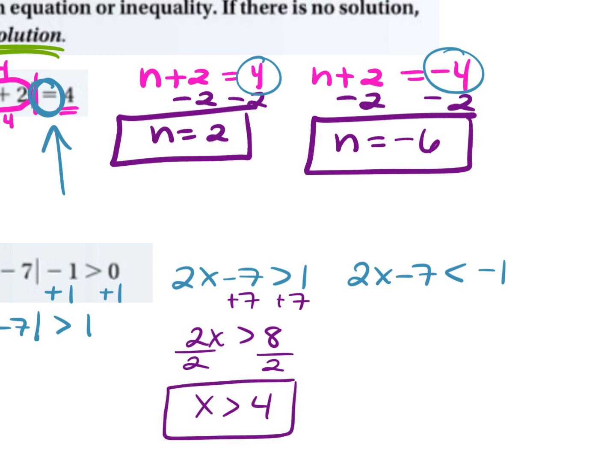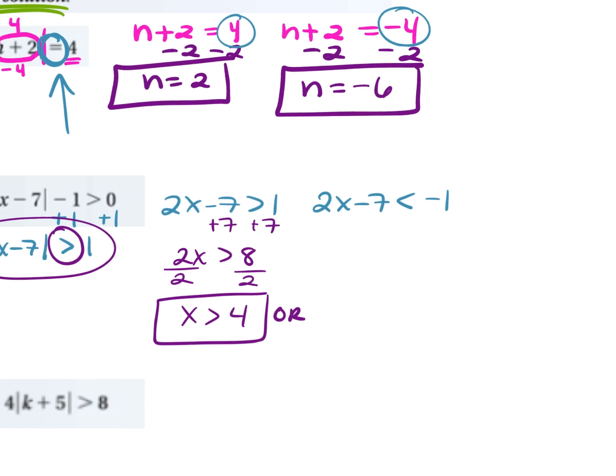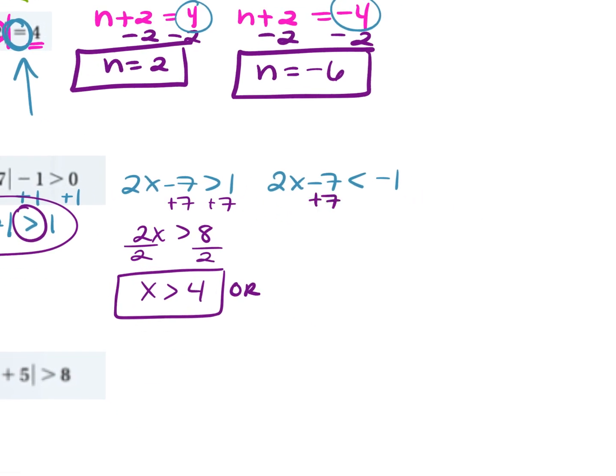Okay, if you recall, when you get to this point, this tells you if this is an and or an or problem, right? This is greater, so this is an or setup. So we're going to add 7 on the other one, and we get 2x is less than 6, and divide by 2, so x is less than 3. So x is greater than 4 or less than 3.